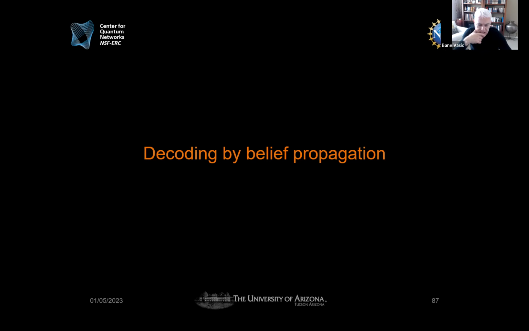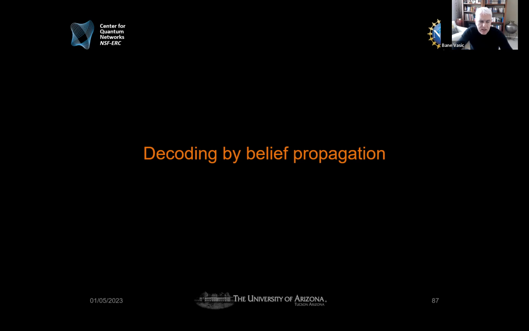So we understand these algorithms very well, and they can be described by modifications of approximation of what is called the belief propagation algorithm. I realize that I don't have time to derive belief propagation, but at least I can give you an intuition about how the belief propagation algorithm works.